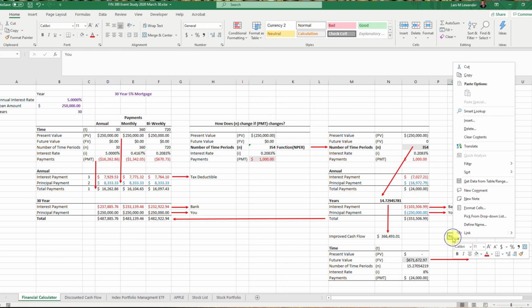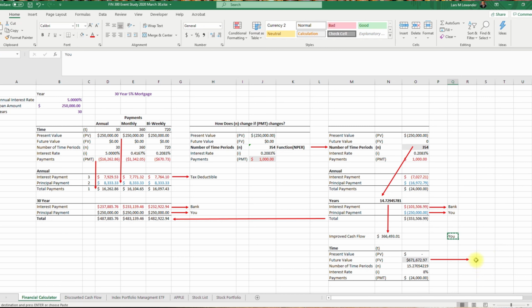Let's add that here. Copy, and paste it right there. You're paying this for you, okay? I'm going to delete that one. That means that you will not only pay off your house, but you're also going to have almost $700,000 in your portfolio.